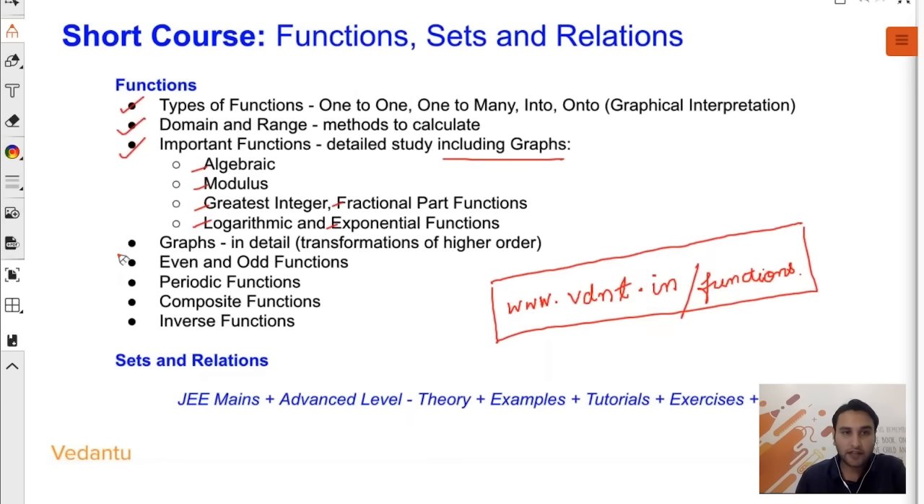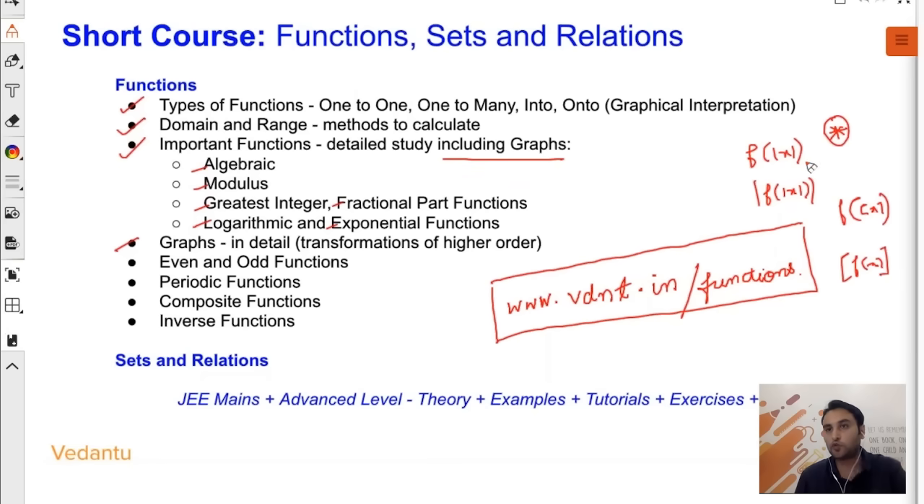Okay? And in general, all the remaining transformations like f of mod x, mod of f of mod x, f of greatest integer function of x, anything you want. You'll learn ways to do it because these are super important for IIT. Even odd functions, periodic functions, composite functions, inverse functions. All these are super graphical once again.